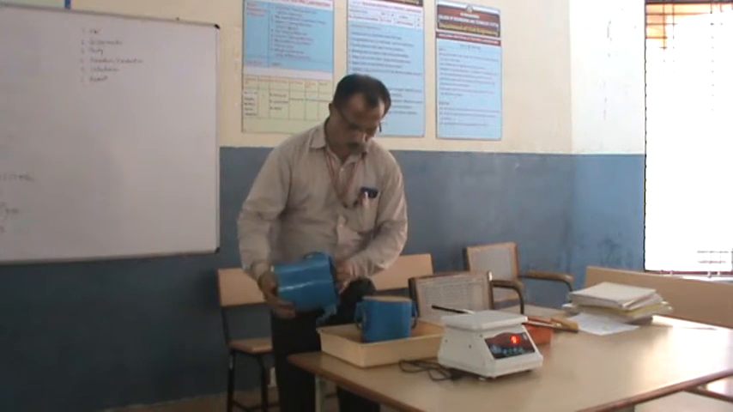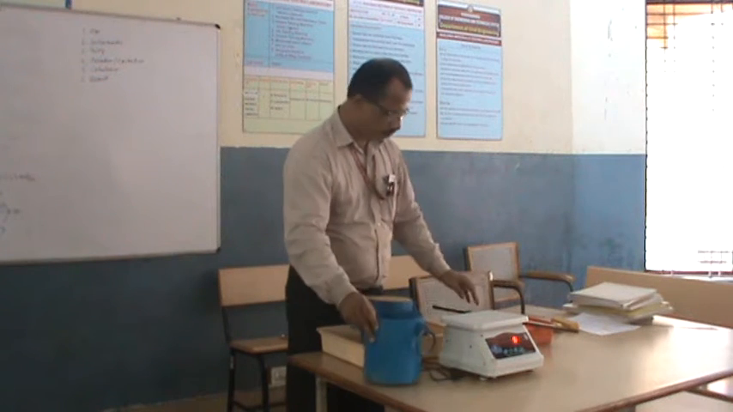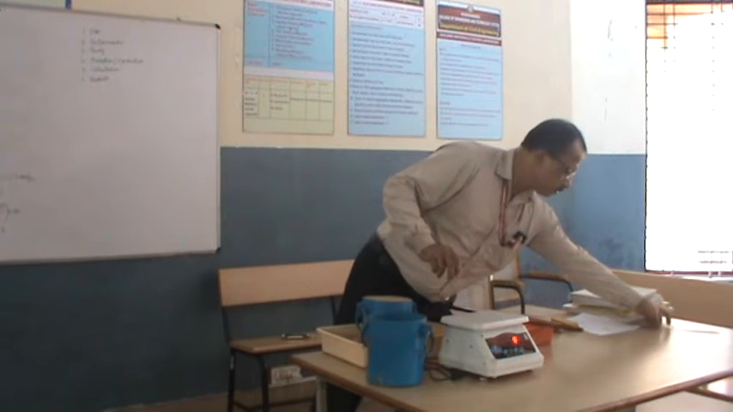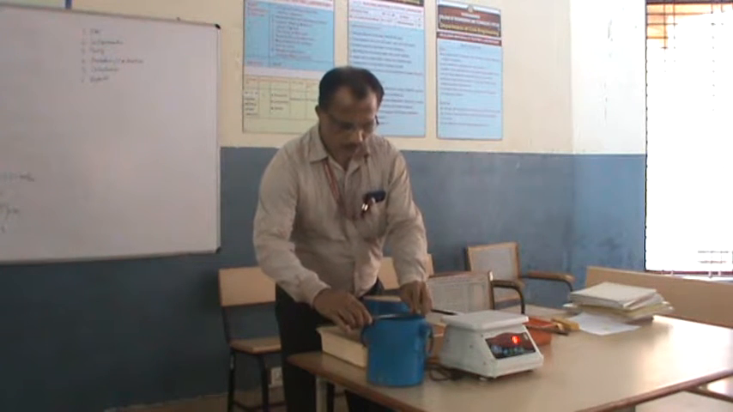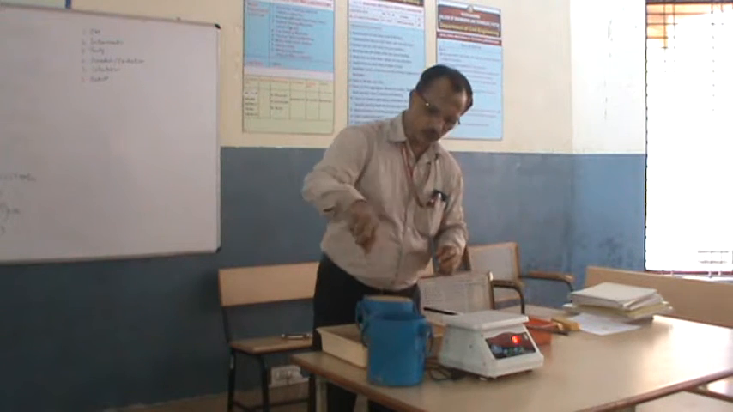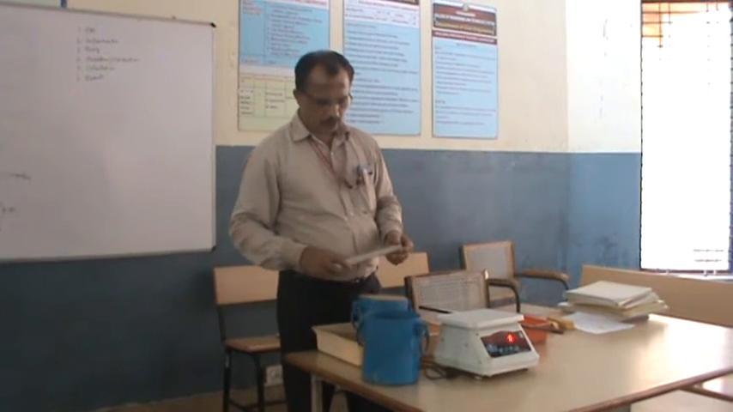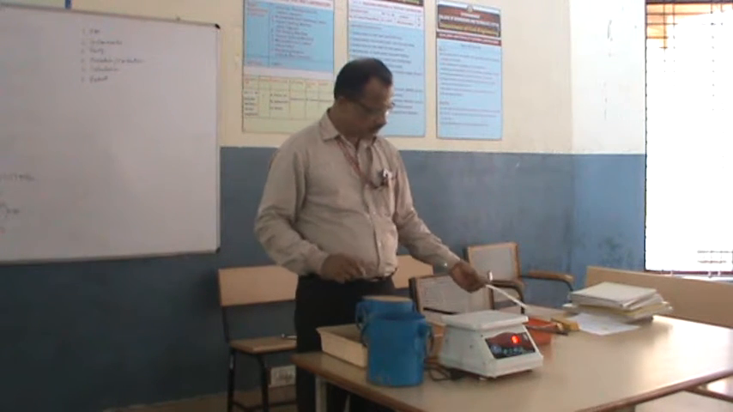The volume of the cylinder is calculated by measuring the diameter of the cylinder and measuring the height of the cylinder. Volume of the cylinder is equal to area of cross section into height. It is calculated in centimeter cube. Weight is measured in grams.